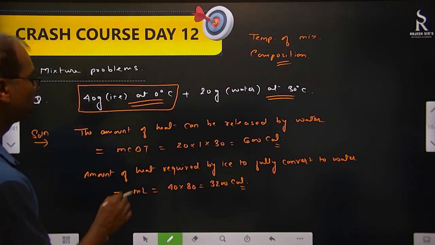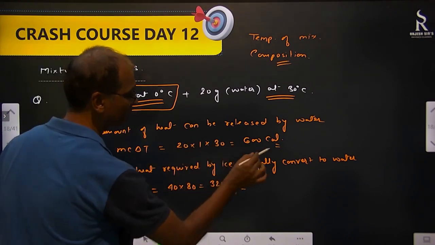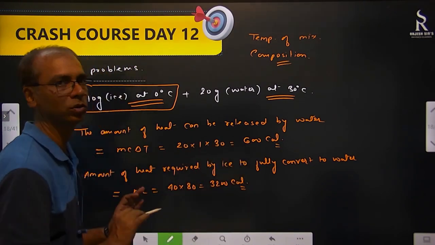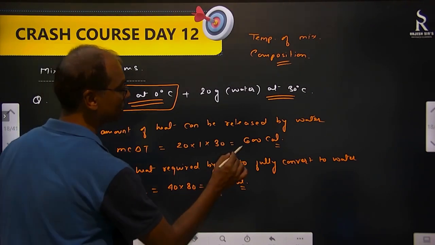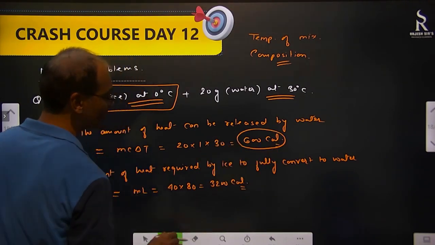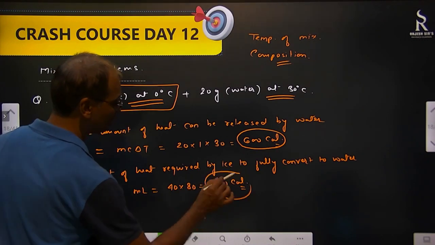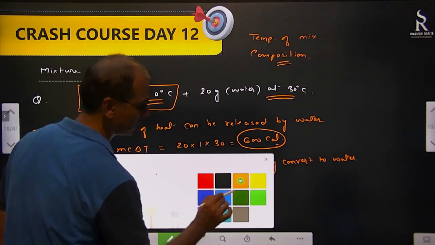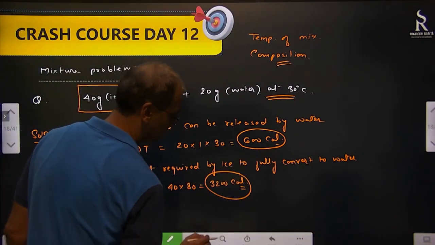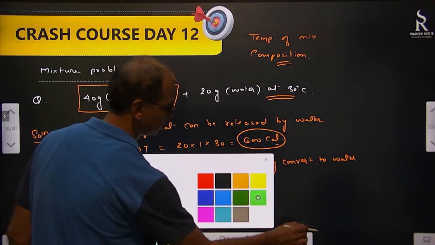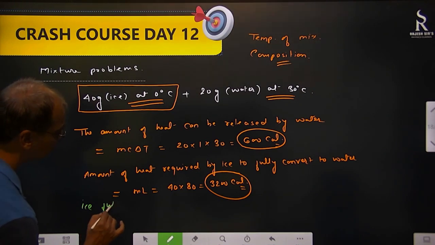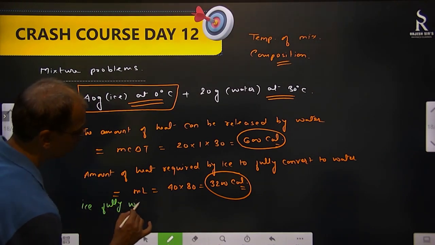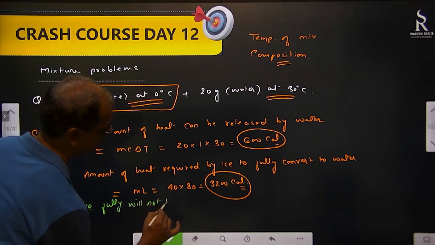So here we found out how much heat water can give, because water can maximum come to 0 degree centigrade only. Beyond that it can't go. So the maximum amount of heat it can give is this much, but the ice requires this much. So the first answer is: ice fully will not be converted into water.